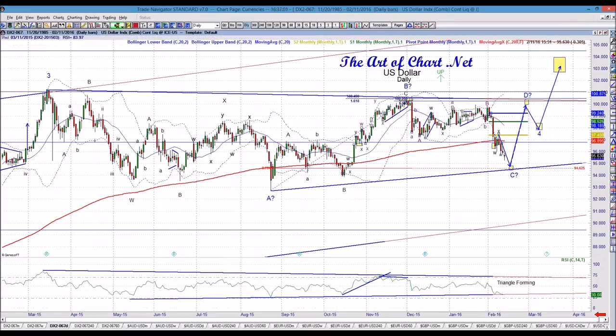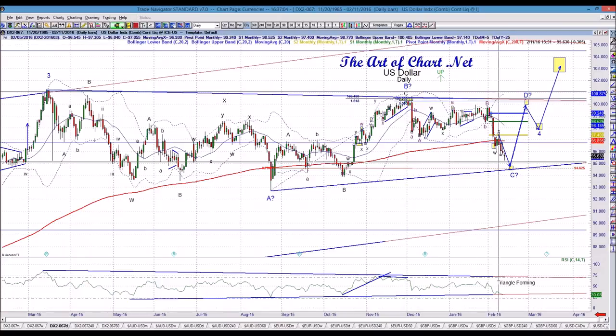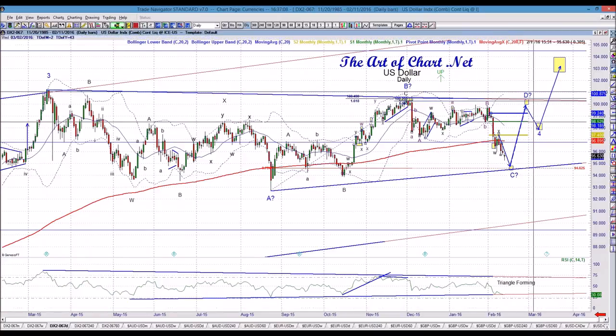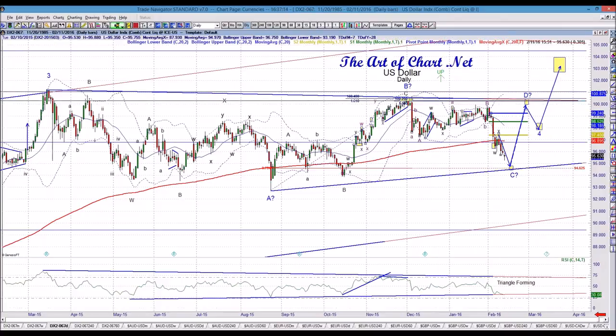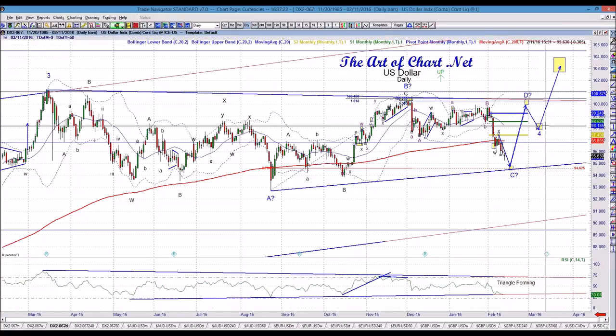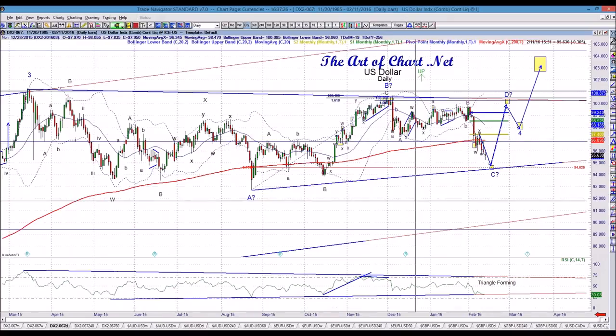What do we have here? We have compression. There's your A, there's your B. We're expecting a C down to 94, a D and an E, and then a thrust. We're predicting 103 to 104, but what did I just say about a triangle? Kind of hard to predict, guys, kind of hard to predict. We could go much higher, okay? So again, the hardest part of a triangle, I think, once you're in the trade is holding on to the trade, okay? So that's something to just notice.